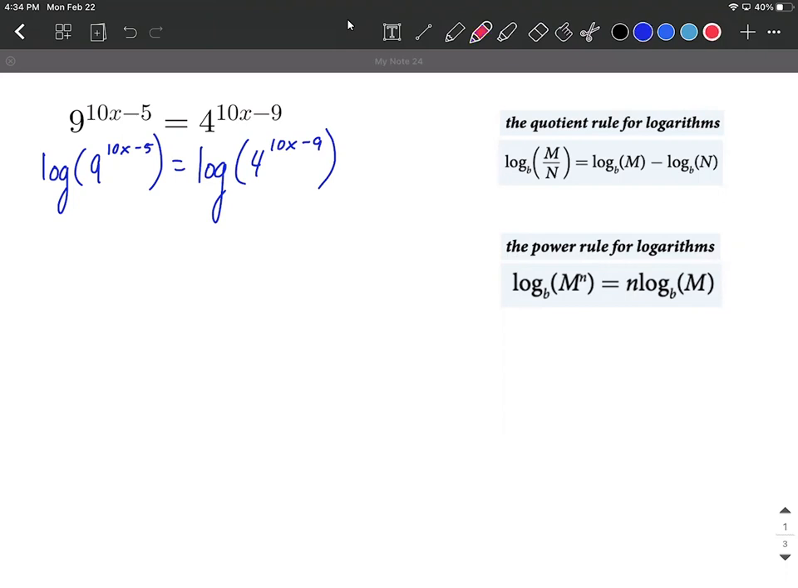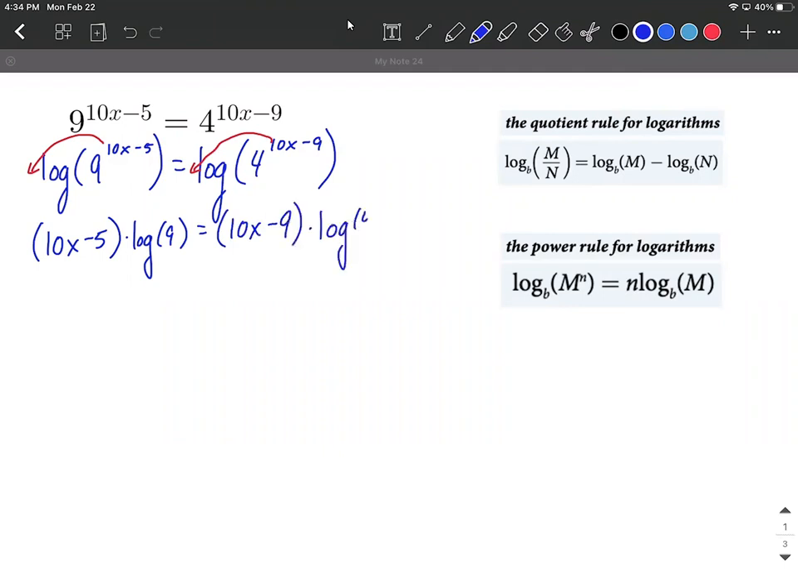But now using this property or this rule, these exponents, since they're attached to everything on the inside of the log, can move down in front. When we write them down here, though, we have to be a little bit careful that it's going to be 10x minus 5 multiplied by the log of 9 equals that entire exponent. That's why I'm using parentheses, 10x minus 9 multiplied by the log of 4.